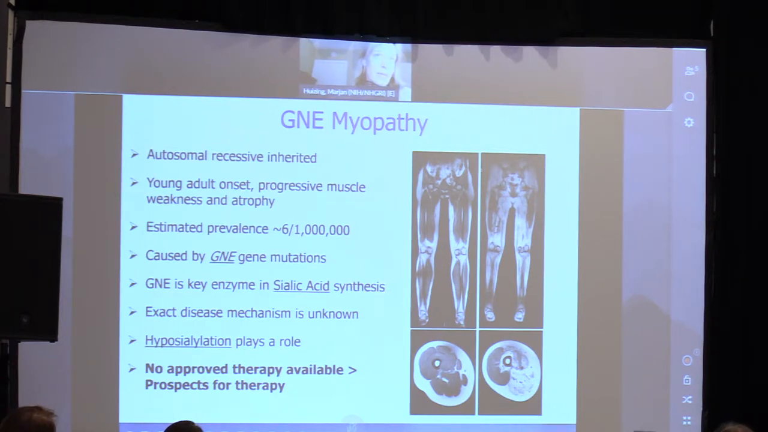The estimated prevalence of GNE myopathy is about worldwide. The GNE gene is involved in the pathway that makes sialic acid. The exact disease mechanism is still unknown, but we know that hyposialylation, not enough sialic acid, plays a role. There is no approved therapy currently available, but there are several prospects for therapy.